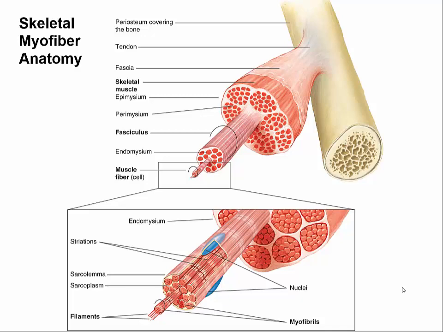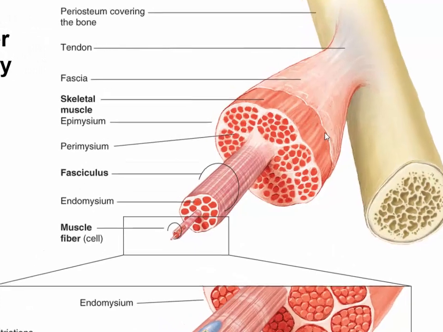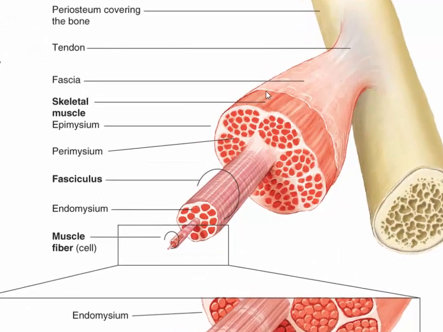In this video, we're going to be going over skeletal muscle fiber anatomy. Now, as shown here, this is, say, a whole muscle, like a bicep muscle. And previously, we talked about how the muscle is surrounded by connective tissue. We have the fascia here. The epimysium is a connective tissue that surrounds a whole muscle.